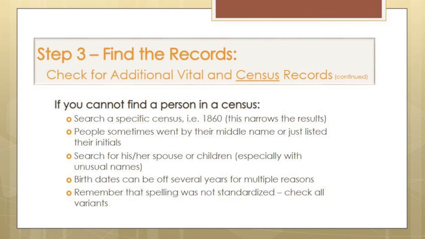Remember that people sometimes went by their middle name or only listed their initials. Also, try searching for your ancestor's spouse or children, especially for those with unusual names. The age listed in the census can be off by several years, so allow at least 2 years of variation. And finally, remember that spelling was not standardized back then, so check all the variations for your ancestors' names.